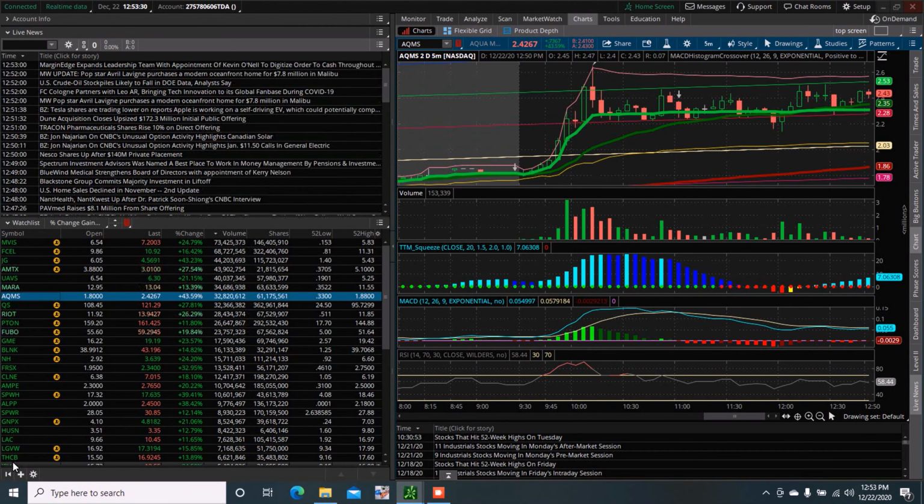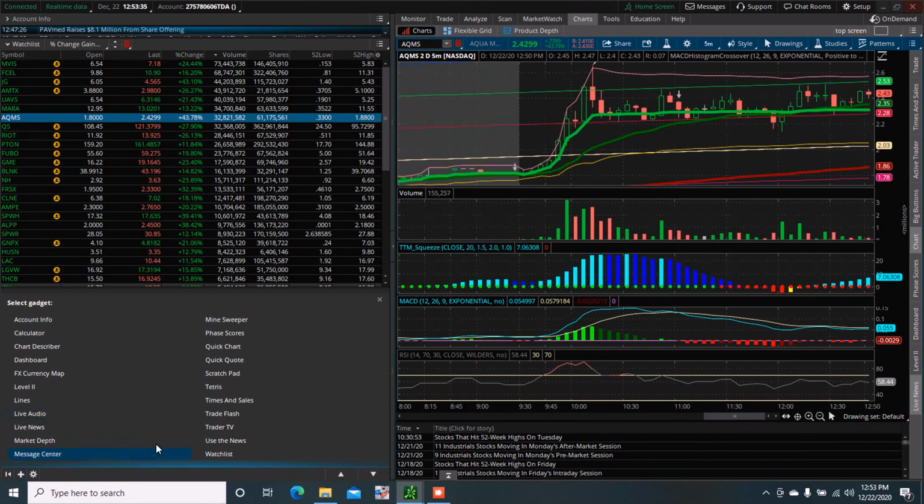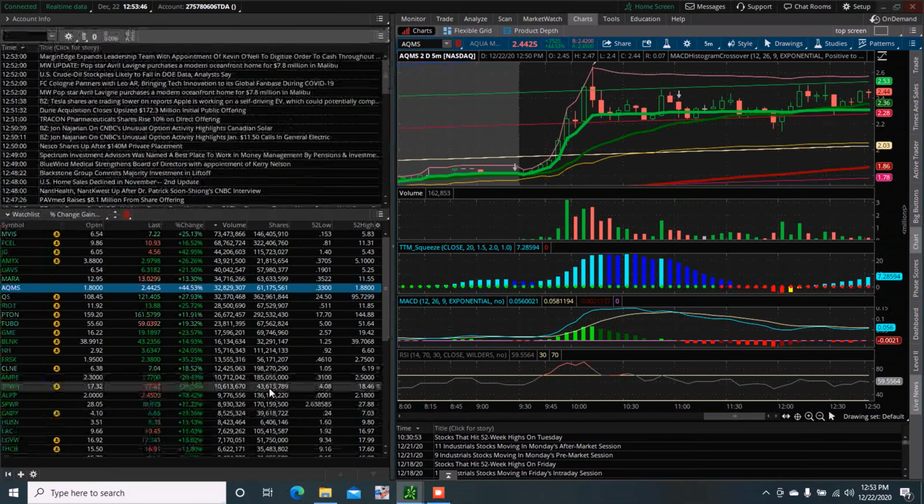To get your watch list up here, you come down here to this little plus icon and you hit it. It's got a bunch of different things in here that you can put on this separate window, which is kind of cool. You can even play Minesweeper throughout the day if you're bored. I don't know. I don't get bored too easy.